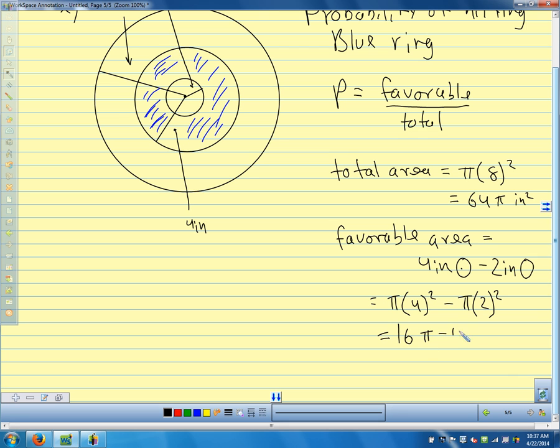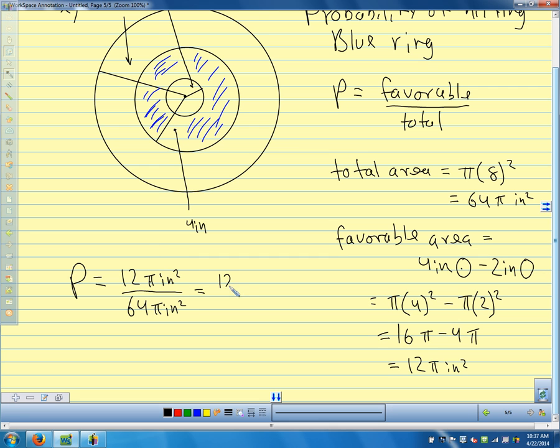16 pi minus 4 pi. 16 pi minus 4 pi is what? 12 pi. Just like 16x minus 4x is 12x. 16 pi minus 4 pi is 12 pi square inches. So my probability is the favorable, 12 pi square inches, divided by the total area, 64 pi square inches. Pi divided by pi, those go away. Pi divided by pi is just 1, so those cancel.